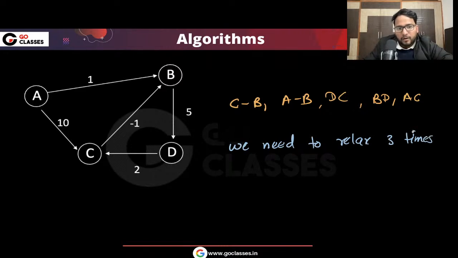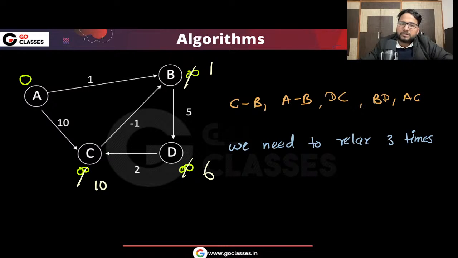Now let's try relaxing. CB, can you relax? Initially, let's suppose this is the source. Initially, everything is infinity, right? So if you relax this CB, what will you get? Infinity minus 1, you will again get infinity. Okay, that's done. Now AB, you will get this as 1. And then DC, you will again get infinity. Then BD, this will be 6 now. And then AC, this will be 10, right?